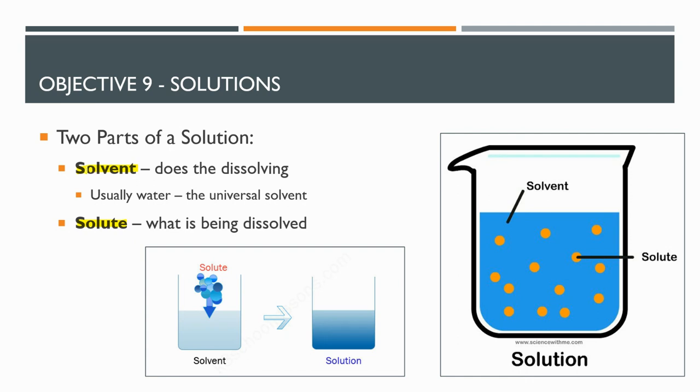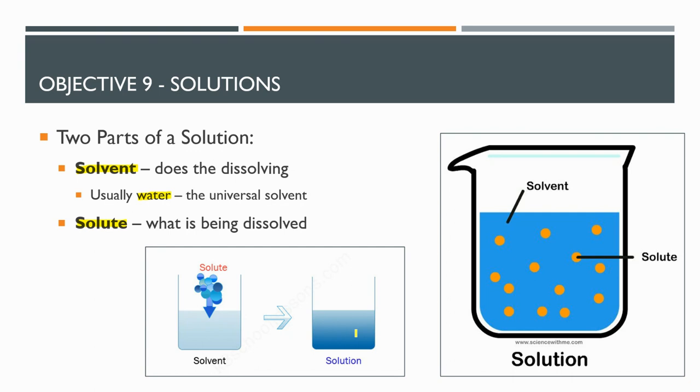And essentially the solvent, most of the time, especially when we're talking about living cells, is going to be water. But the solvent is what actually does the dissolving. It's most likely going to be the liquid that we are putting something else in to dissolve. And then the solute is what we are actually dissolving in the solvent. So if you're making a saline solution, the salt would be the solute. The water would be the solvent. You mix them together and we now have a solution.